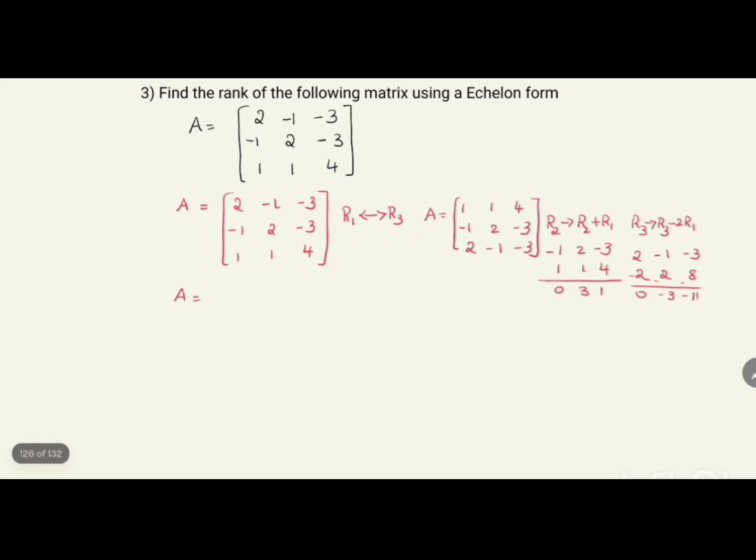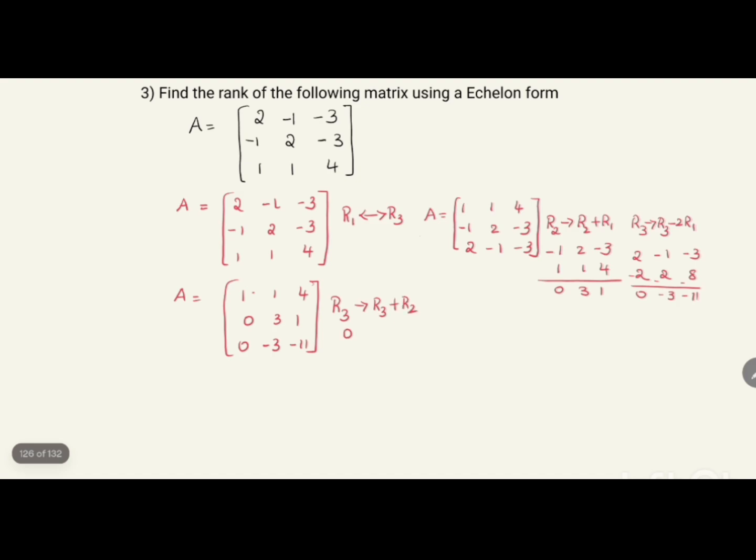Okay, so we'll write down the matrix now. A is equal to 1, 1, 4, 0, 3, 1, 0, minus 3, minus 11. Yes, so this is the matrix obtained after these elementary row operations. Now once again check the principal diagonal. This element should be made 0 using R2. For that, I'll use the operation R3 implies R3 plus R2.